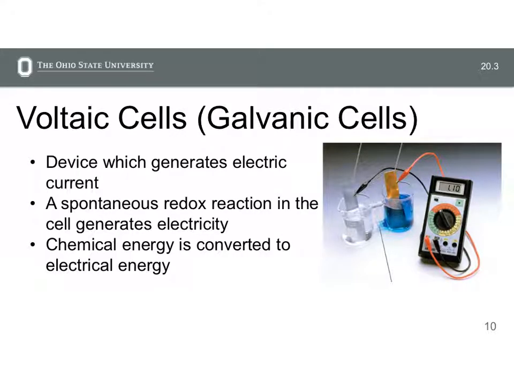Okay. So then let's begin our discussion on voltaic or galvanic cells. These terms are used interchangeably. This is where we're going to take chemical energy and turn it into something useful. A voltaic cell is a device that's going to generate an electric current. Basically, we're going to take a spontaneous redox reaction and generate electricity.